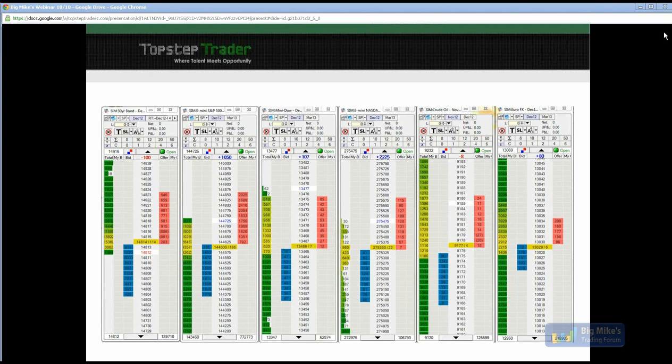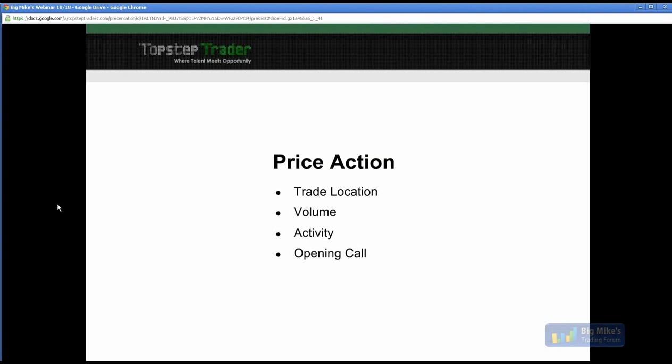So we're going to take a look at some of the concepts of reading the tape. Just a few simple slides, nothing too tremendous here. Price action and participation. I'm waiting for this thing to switch for me. This is taking a minute. I do apologize. There we go. Price action and participation.